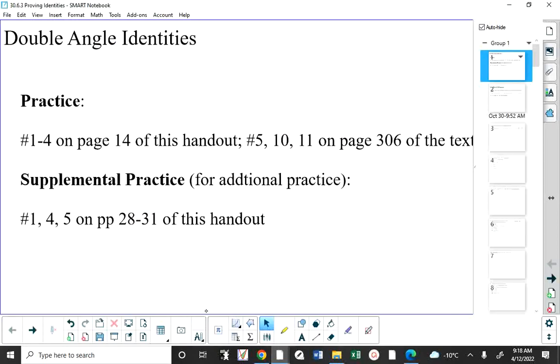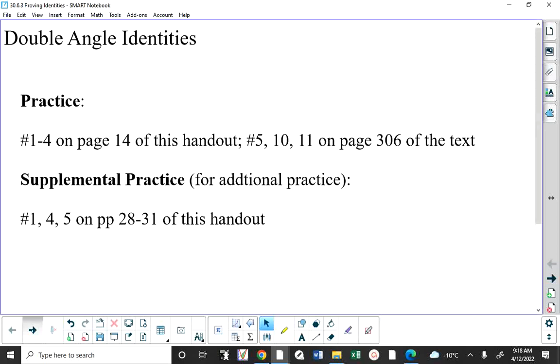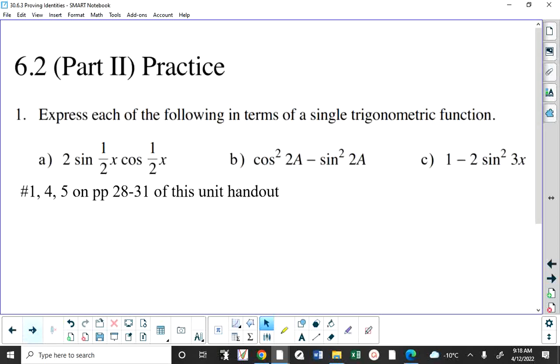So taking a look at your work here on page 14 of the handout, questions 1 to 4, does anybody have any questions you would like me to go over here? Ian? 2C?